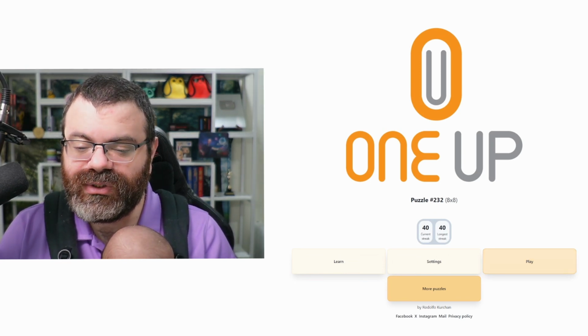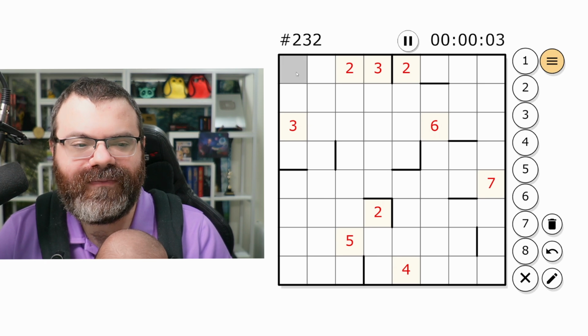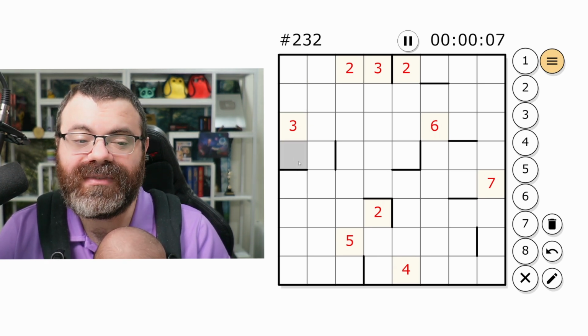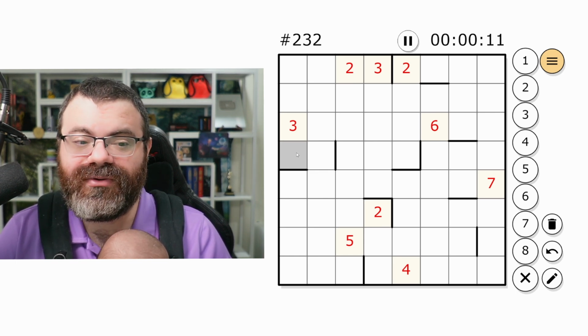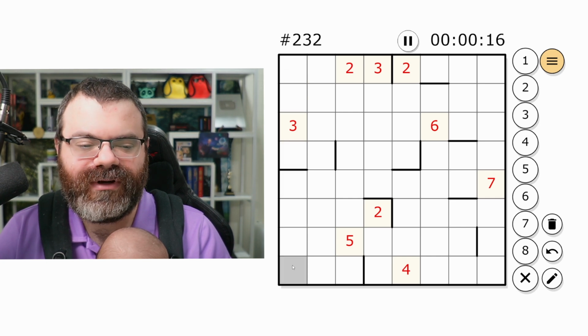Puzzle 232. Today is an 8 by 8. So rows and columns have been potentially split by these bold borders. These bold borders split the rows and columns into segments. So a segment of length n has the digits 1 through n exactly once each. So we need 1 through 4 here and 1 through 4 here once each.